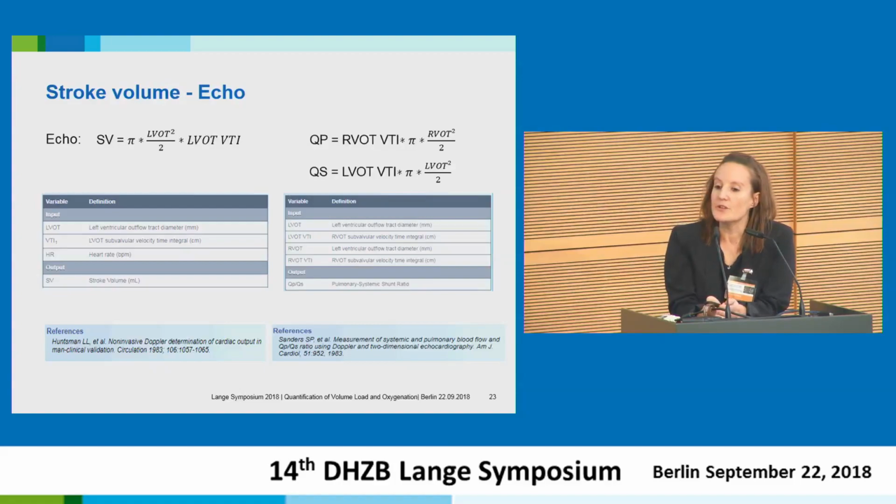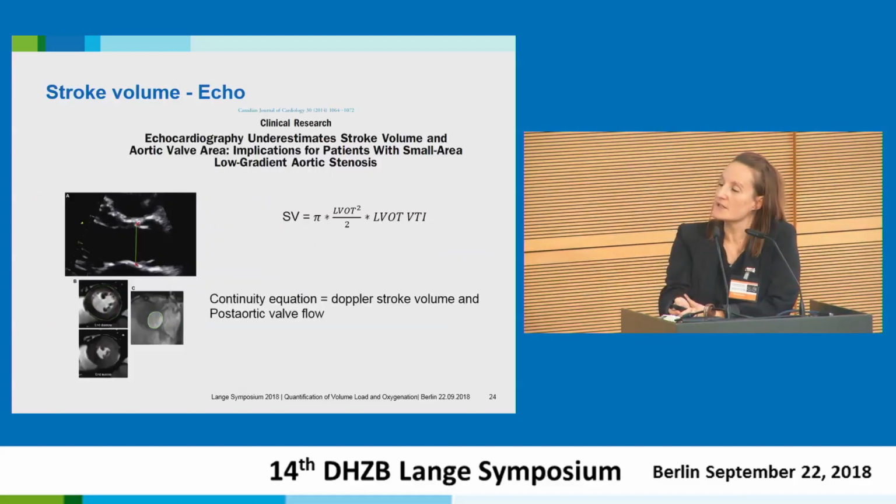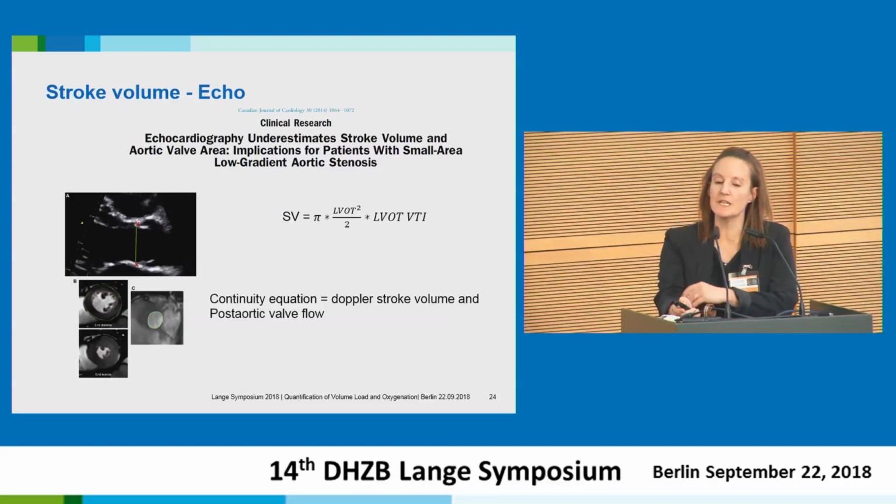In echocardiography, again on a daily basis, we can quantify stroke volume by using the left ventricular outflow tract diameter and the velocity time integral. And if we want to calculate Qp to Qs, we can just do this for the right ventricular outflow tract and the left ventricular outflow tract. However, recent studies have also shown here that echocardiography underestimates stroke volume.